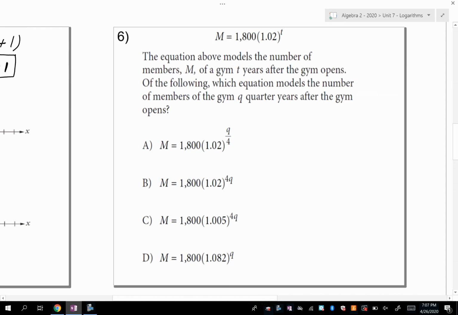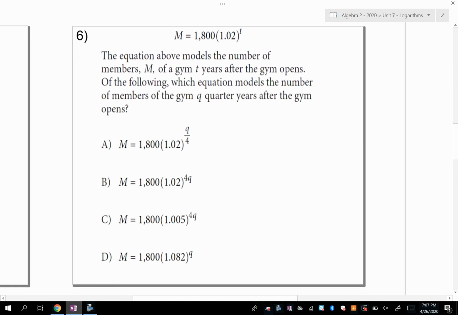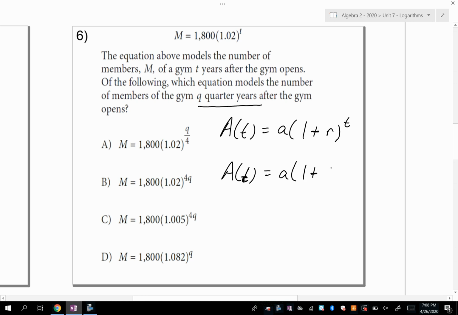Okay, number 6. Now, number 6 gives you a model for how many members for a gym t years after the gym opens. But instead, they want to look at in quarter years. All right, so this is a little tricky, but basically what the formula is if I gave you that formula again, the one that we've been using is 1 plus r to the t. There's another formula that's very similar. It's the same formula, really. That's not as simple, where you do 1 plus r over n, and then t times n, all right? And this is what is called, if you have any compounding.